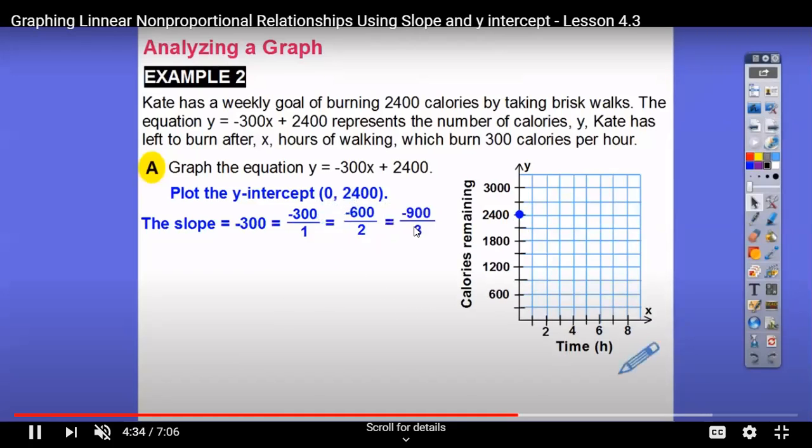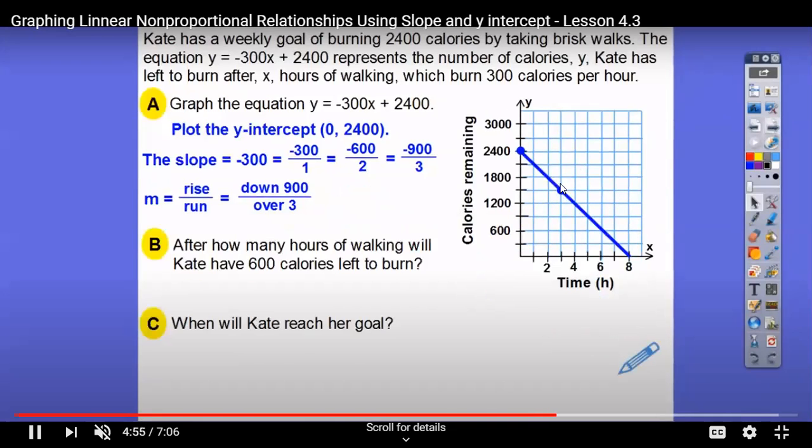If you want to find another ordered pair, it could be negative 600 over 2 or negative 900 over 3. Then you will stand on negative here, negative 900. I'm sorry, this one, it will be 900 over 3.